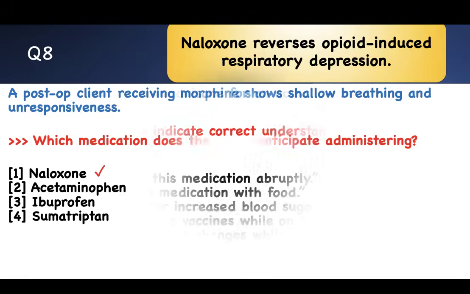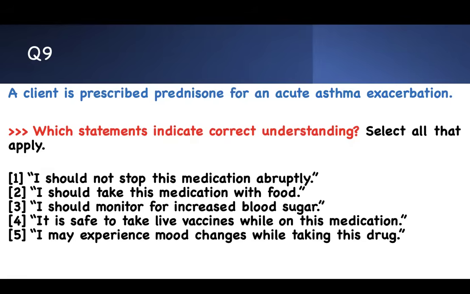That's the concept. Which statement indicates correct understanding? Select and apply. The client is prescribed prednisone for an acute asthma attack. Which of these indicate correct understanding? I should not stop this medication abruptly. Should they do that? I should take this medication with food. Should they do that? I should monitor for increased blood glucose. Is that true? It is safe to take live vaccine while on this medication. Do you think it's safe to take live vaccine while on this medication? I may experience mood changes while taking this drug.